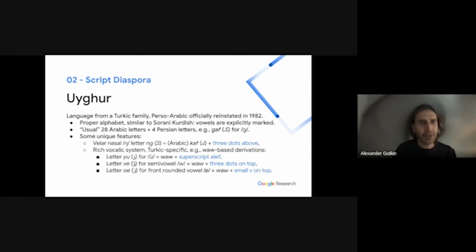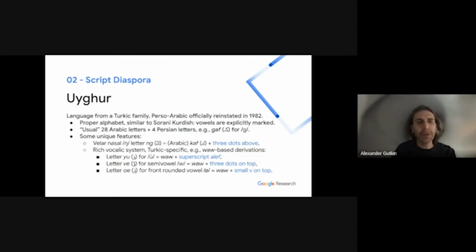And the final language is Uyghur. It's a Turkic language, which now has the Perso-Arabic script as an official script in northern China since 1982. It's a proper alphabet, unlike the languages discussed so far. The vowels are explicitly marked. And like other languages, it also mixes Arabic letters and Persian letters. So, for example, there's a Persian gaf for G.